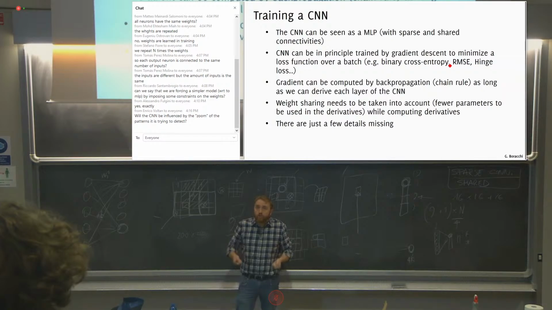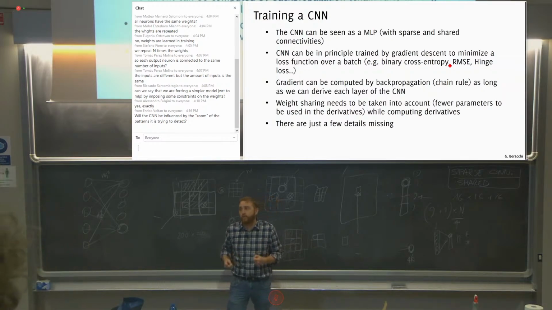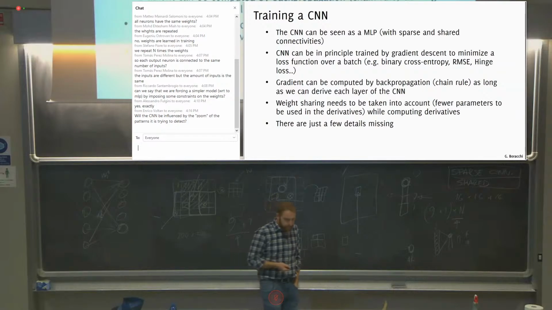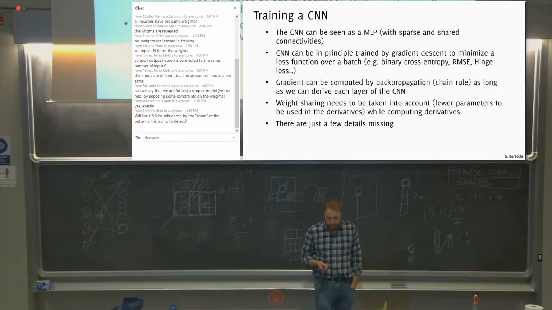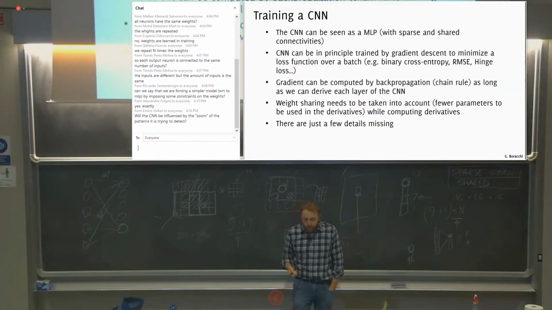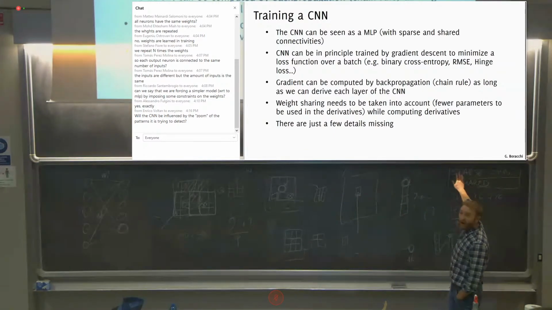You can still train this convolutional neural network as you were doing for a feed-forward neural network, as long as you can compute the gradient, as long as you can perform backpropagation. The only issue is that you have to take into account the peculiarities of convolutional neural networks, the weight sharing and the sparse connectivity.